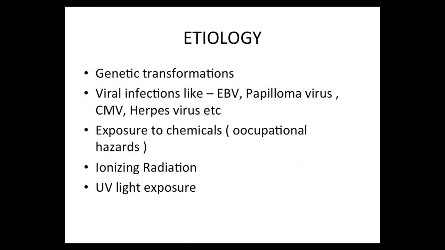Etiology: genetic mutations, transformations, rearrangements are very common. They are implicated for minor salivary gland tumors. Apart from the viral infections, like cytomegalovirus, now has been implicated for mucoepidermoid carcinoma, but herpes virus, papillomavirus, EBV are also implicated. Exposure to chemicals, now this is more to do with nasal cavity and paranasal sinus tumors where you have adenocarcinomas arising from salivary glands on exposure to nickel or chromium. Ionizing radiation, especially for malignancies arising from salivary glands, is probably implicated.